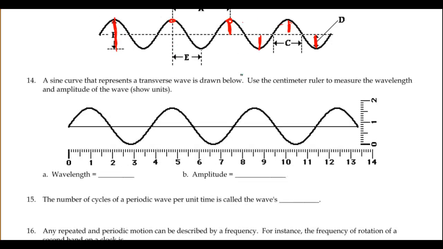Here is a sine curve. Makes a good example of a transverse wave. We can measure the distances, the amplitudes, and the wavelengths. We just have to find any 2 points that will work on our ruler.